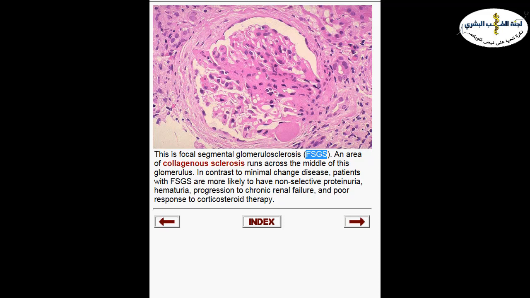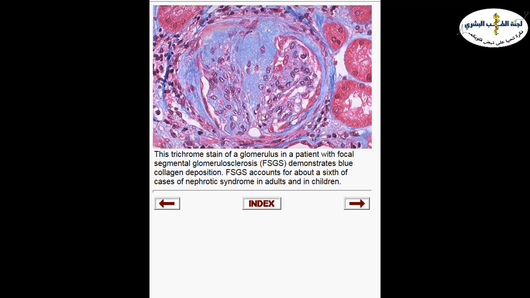Why do we call it segmental? Because not the whole glomerulus is affected. Only a segment of the glomerular tuft is affected by sclerosis. If you look here, the top segment of this glomerulus is sclerotic, while the bottom segment is normal. There is no sclerosis, no deposition of collagen. What do we mean by sclerosis? Scar formation, or collagen deposition within this segment matrix, and also here there is a scar at the Bowman's capsule.